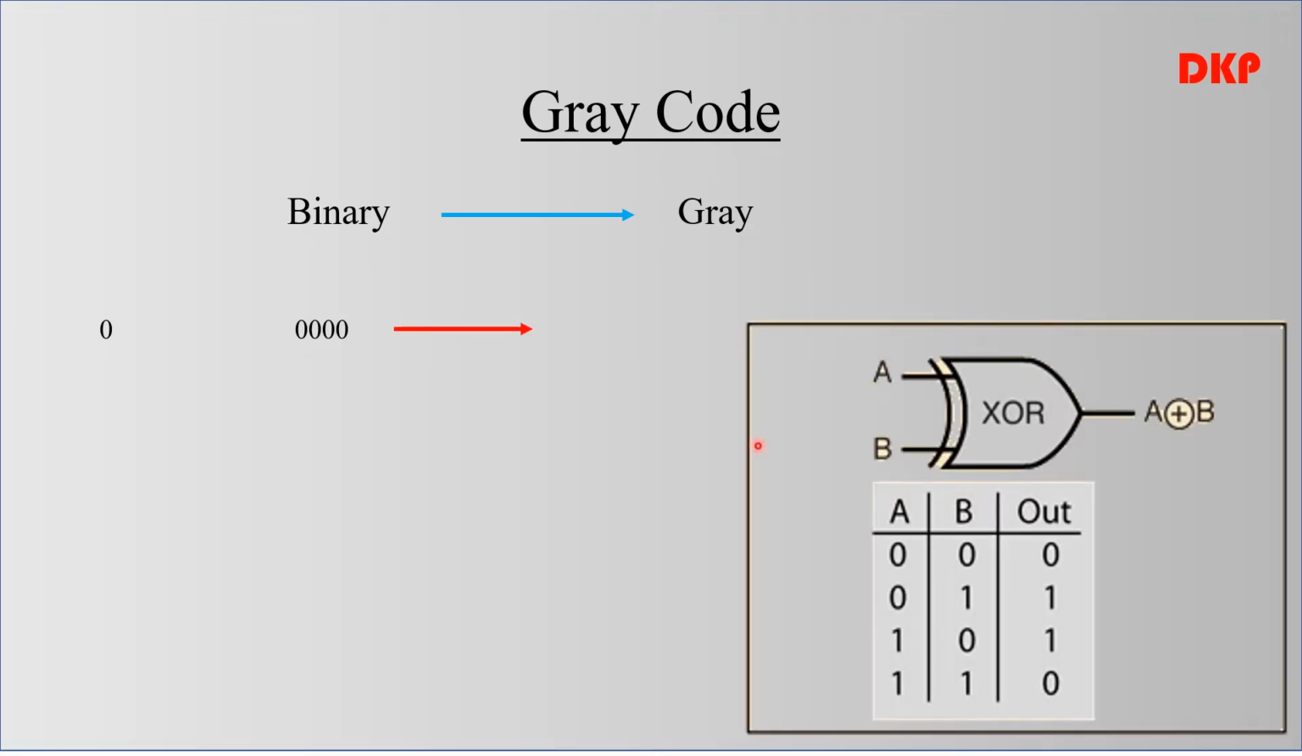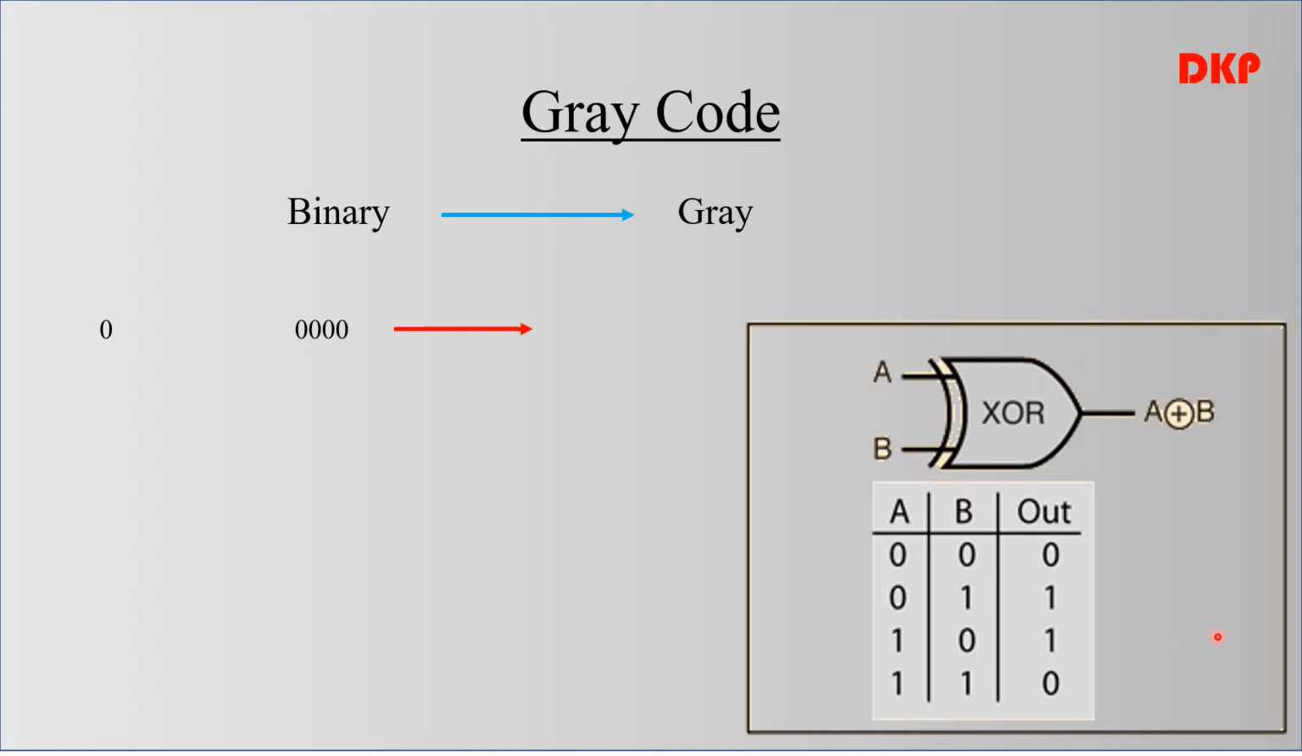For that we have to apply the truth table of the XOR gate. So what is the truth table of the XOR gate? If two inputs, A and B, are similar, the output is 0. If we give two similar inputs to this XOR gate, it gives the output as 0. If you give two dissimilar inputs, that is 0 1 or 1 0, you will get the output as 1. So this is the truth table of the XOR gate.